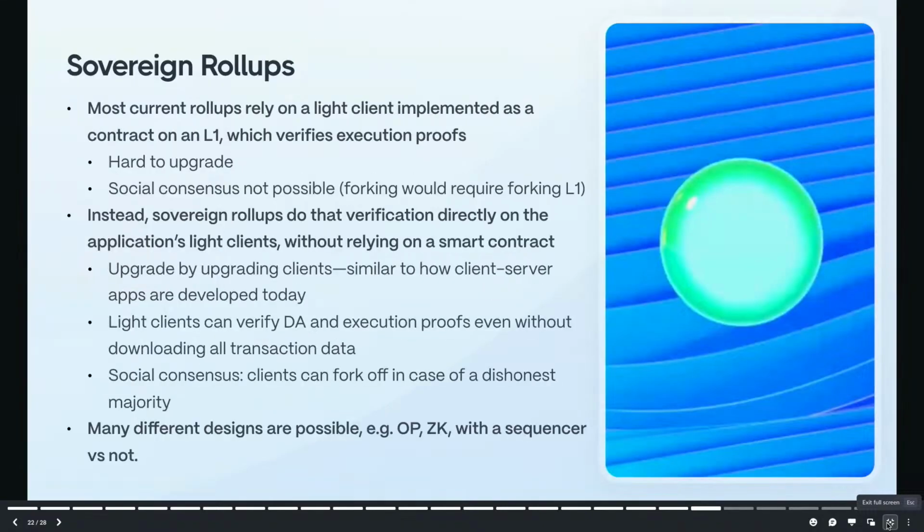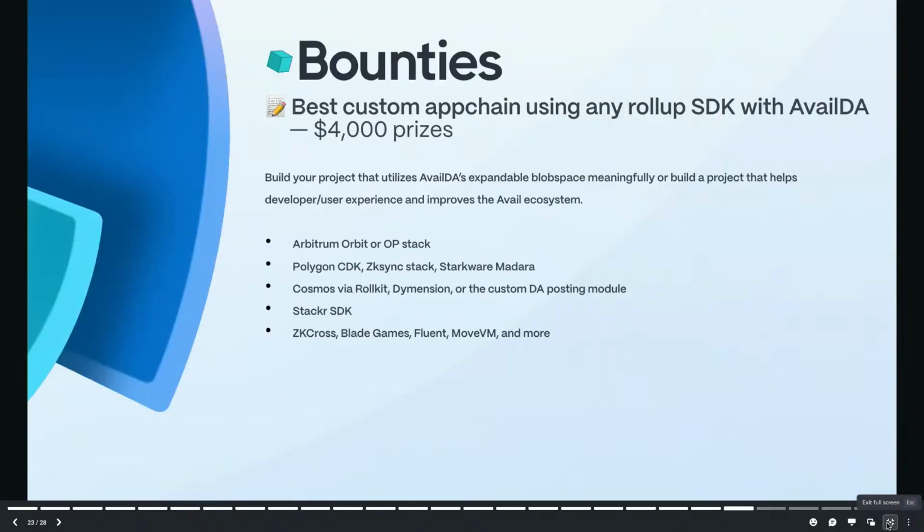We want to skip the sovereign rollup just for the sake of time, because we are low on time. I want to show you some ideas on what you can do with the Avail Explorer, what you can build on it. First, we want to go through the bounties.